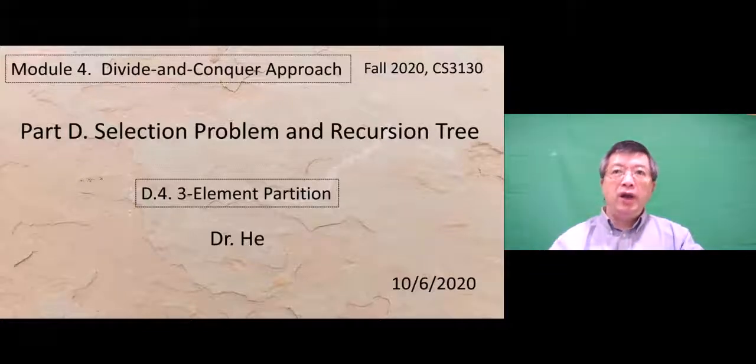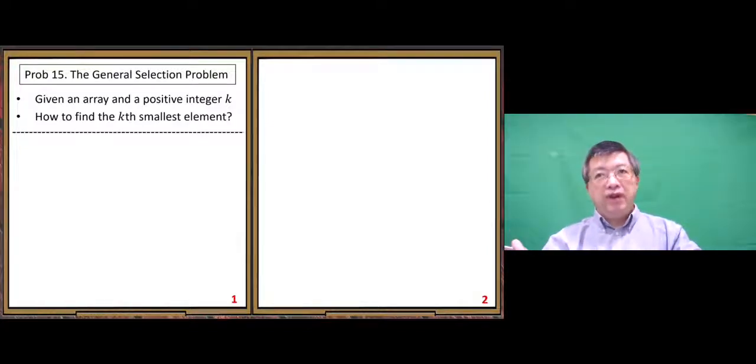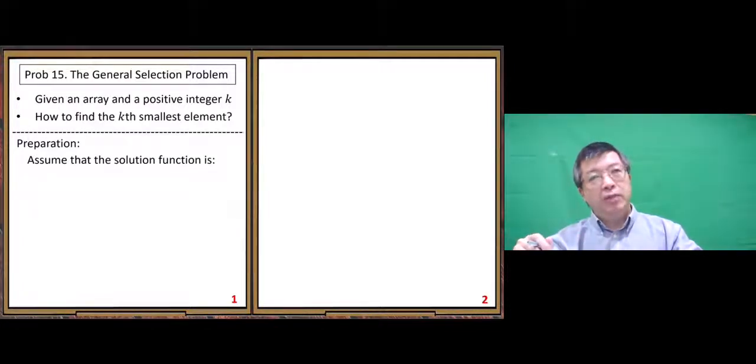D.4, three-element partition. Now we want to solve the general selection problem. First, let us do some preparation. Assume the solution function is available.